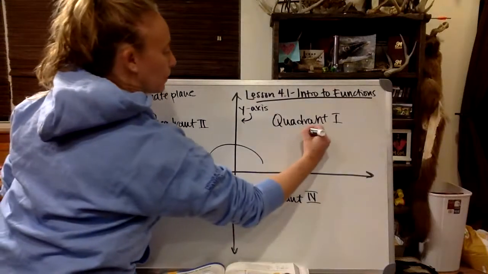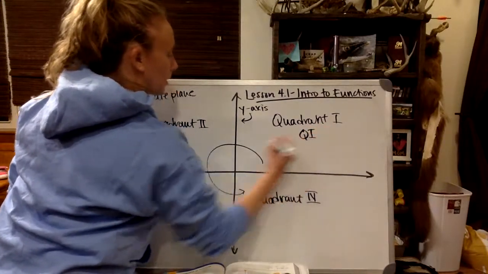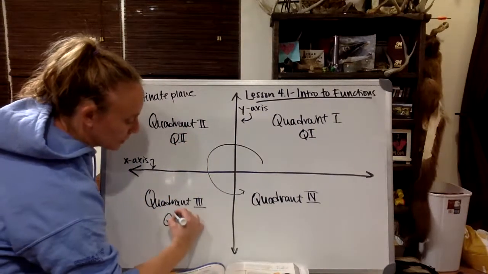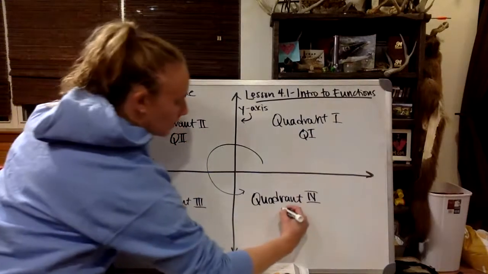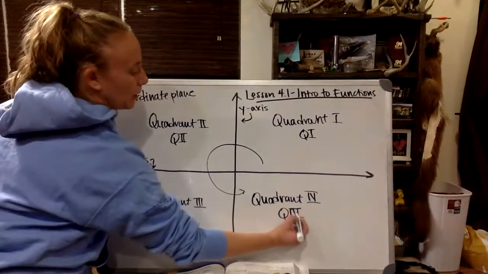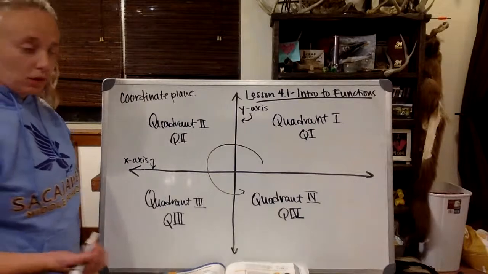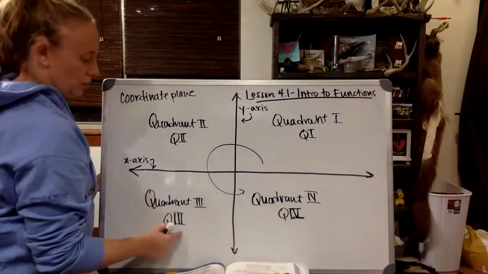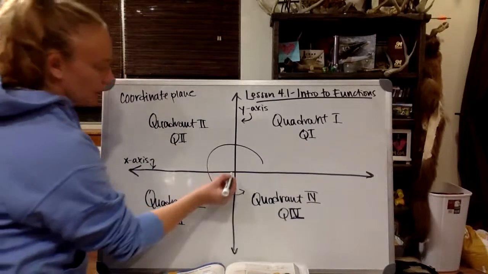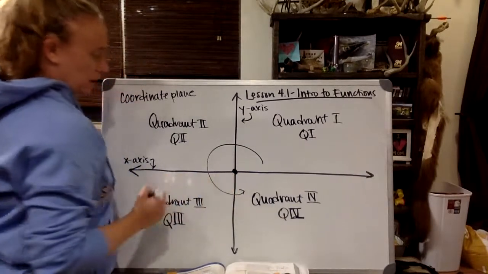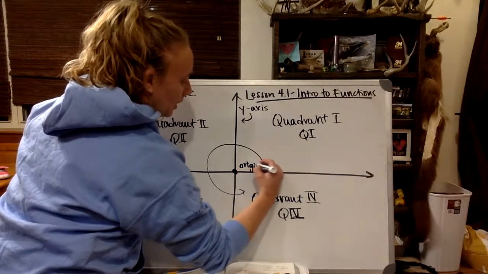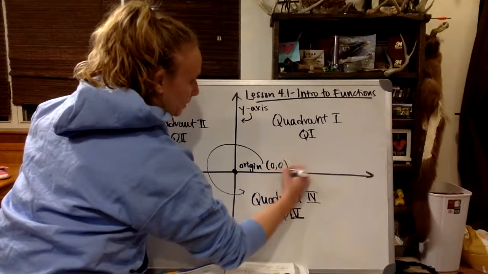And you'll see them abbreviated like this, Q1, Q2. Notice the Roman numerals, Q3, and Q4. So you'll see them abbreviated like that with Roman numerals. Cool? Cool. Last but not least, there's one special point that's always on here, and that special point is called the origin, and that is 0, 0.